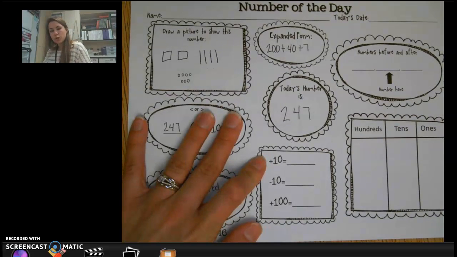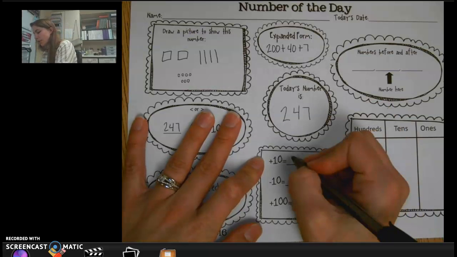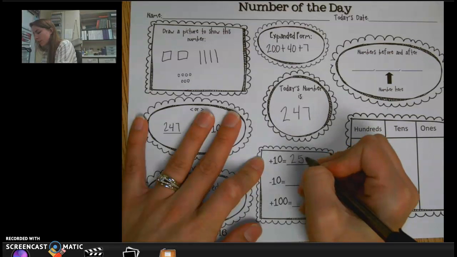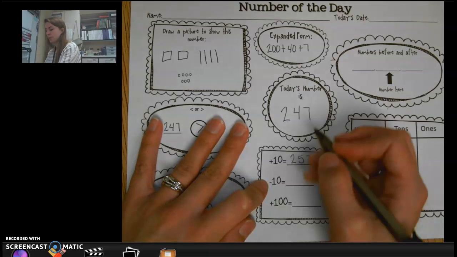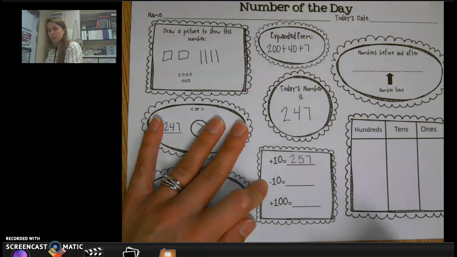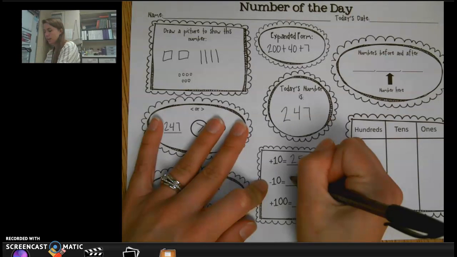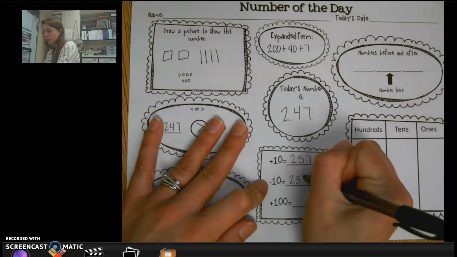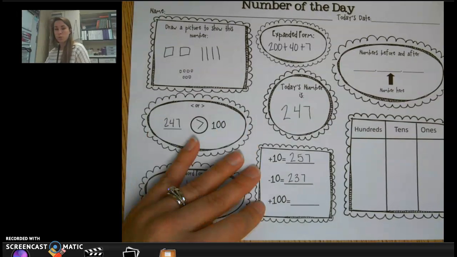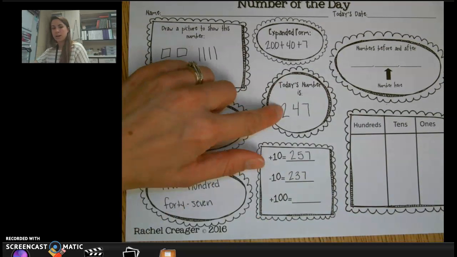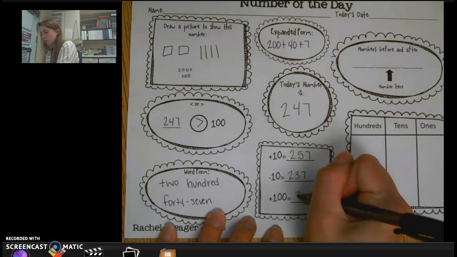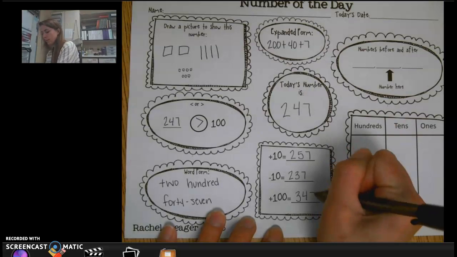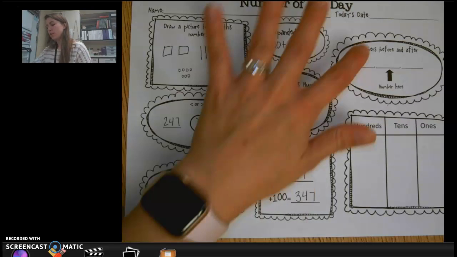Then I think about, what is 247 plus 10? I know I just have to move my tens digit to make it 257. If I take a 10 away from 247, I know that I have to look at my tens place number and go down a 10. I have 237. Plus 100. Now I have to look at my hundreds place number, that 2, and go up 100. So now I have 347.